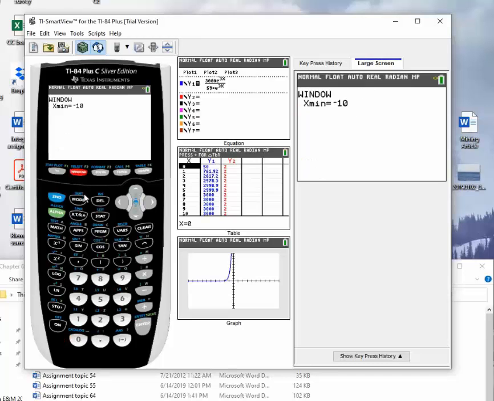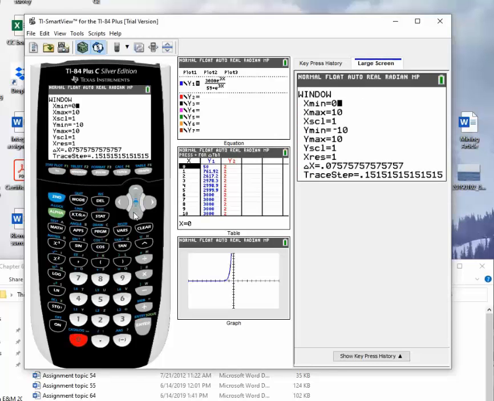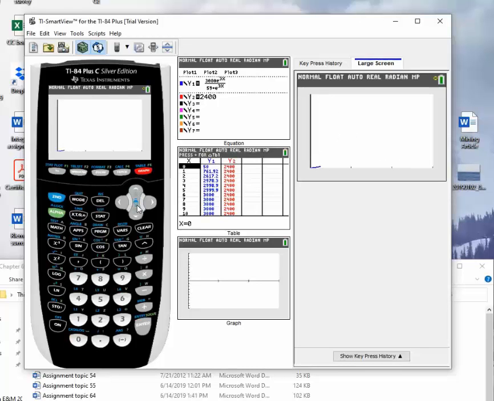I've changed my window from day 0 to day, well, 2600. We're at day 2, so let's go to day 3. And then for y-min, just start at my carrying capacity, or my initial condition of 50, and go to my carrying capacity, which was 3000. Okay. All right, and graph that.